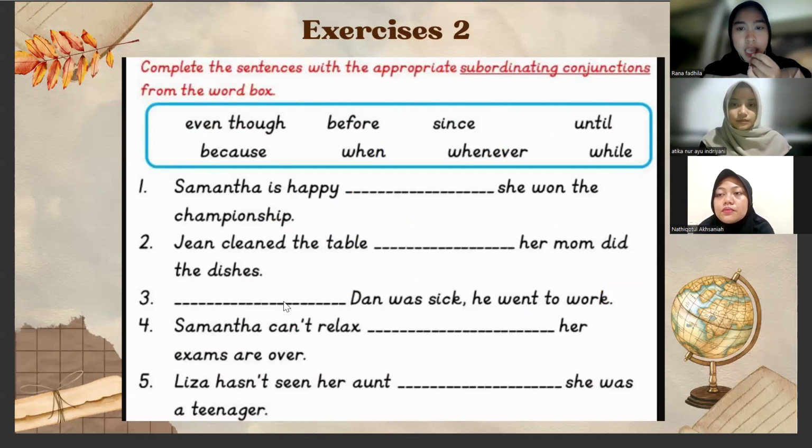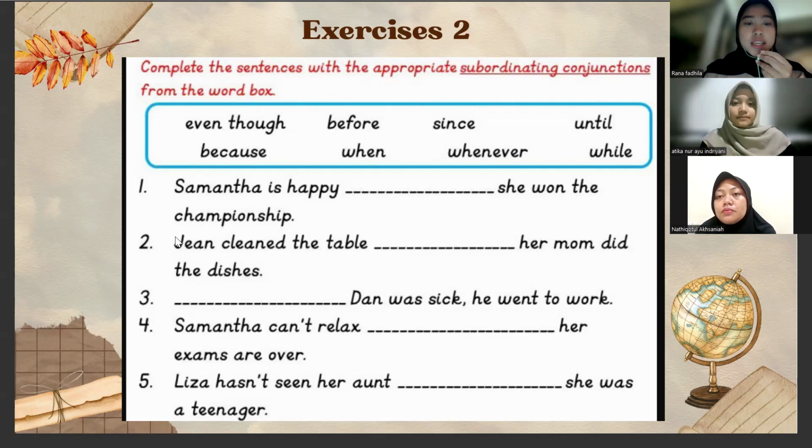Number 1: Samantha is happy. This has a subordinating conjunction between the clauses, so it is a complex sentence, which contains one dependent clause and one independent clause. "Samantha is happy" is an independent clause because it is meaningful. "She won the championship" is the additional information. We can say that this additional information is a dependent clause and cannot stand alone. Samantha is happy because she won the championship.